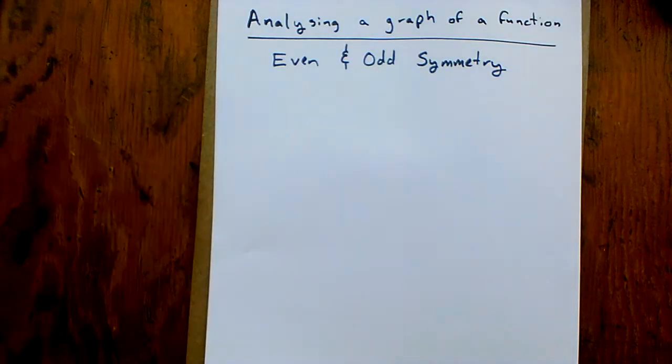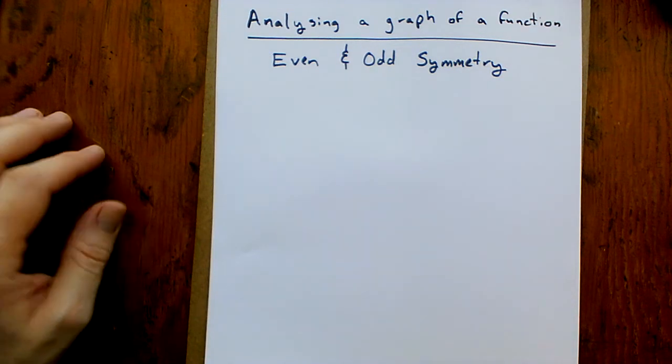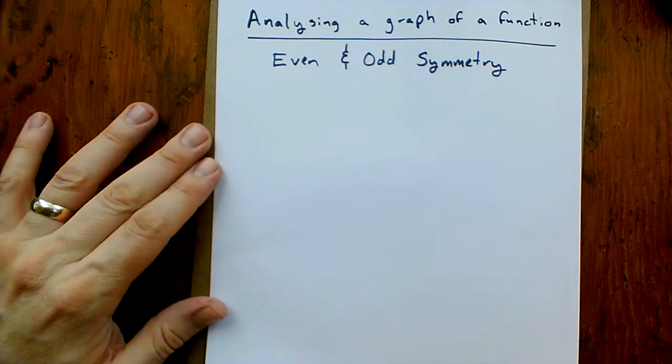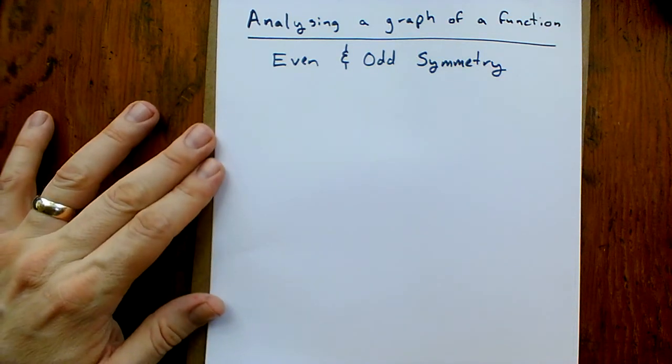Okay, it looks like it's just about time to get started. We're going to be talking right now about analyzing the graph of a function. And we're going to talk, to start with, about even and odd symmetry. Now, symmetry is a concept that's pretty easy to understand. It's a little bit like folding things up and things should overlap.